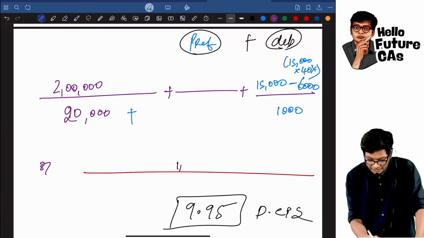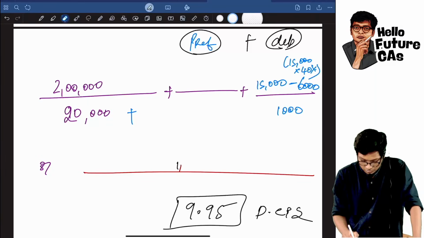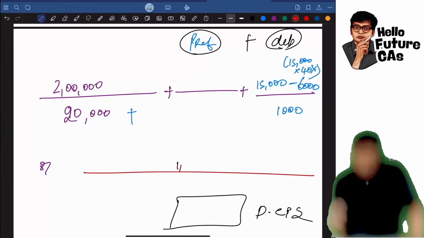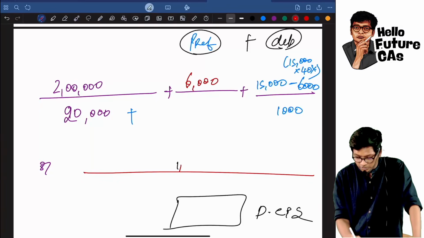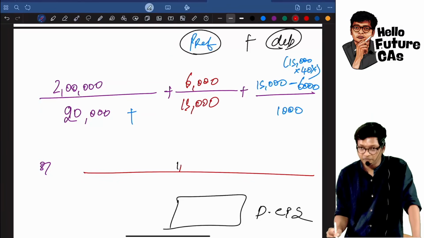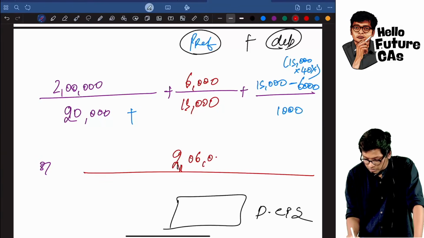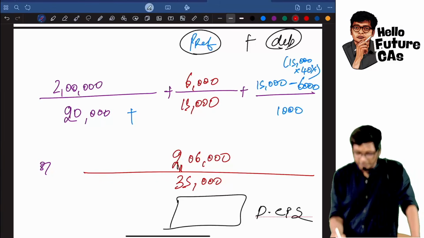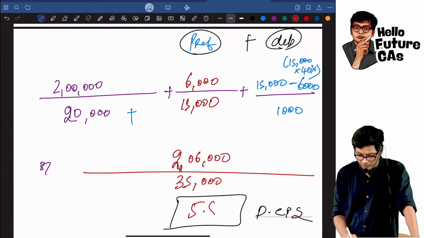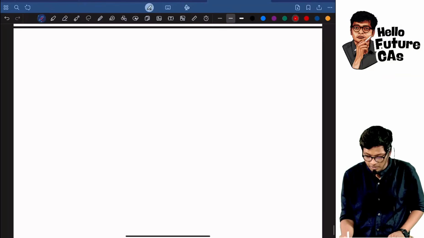only with preference. Okay. So for preference, what was the value we got, guys? Numerator is 6,000, denominator is 15,000, correct? So numerator will be 2,06,000 divided by 35,000, correct? How much are you getting now as diluted EPS? 5.89. So I did 3 variations here. Follow, guys.